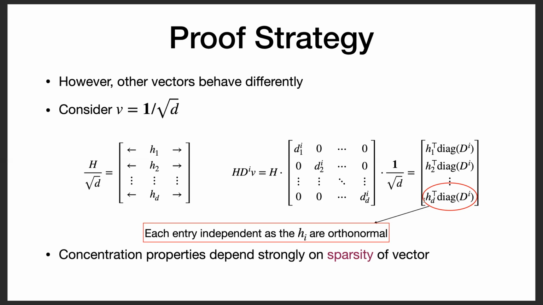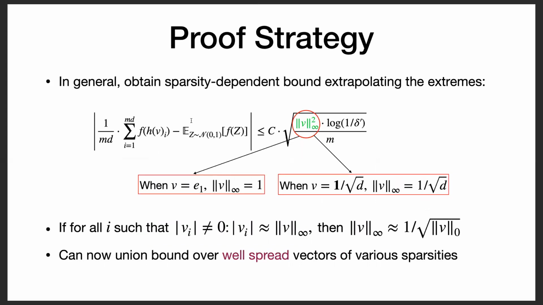One intuition to take away from these two examples is that the concentration properties depend strongly on the sparsity of the input vector. In our paper, we formalize this intuition, and we obtain a sparsity-dependent concentration inequality, which extrapolates between these two extremes. We show that the deviation from its expectation is bounded by the squared infinity norm of the input vector.